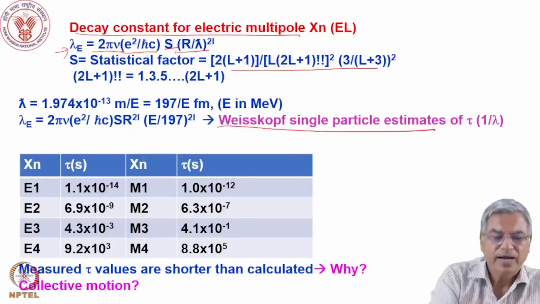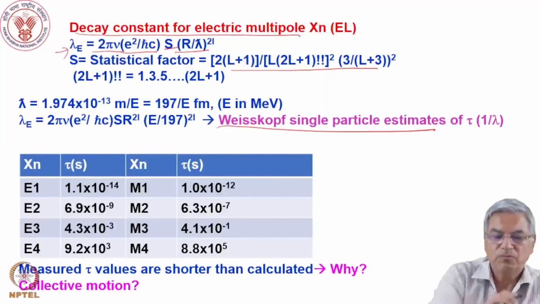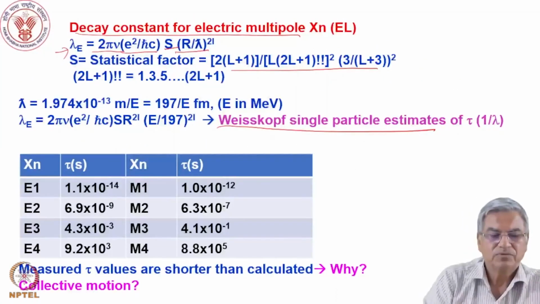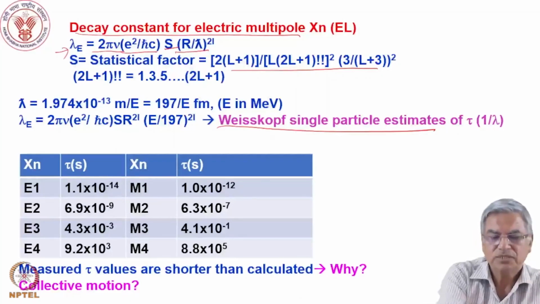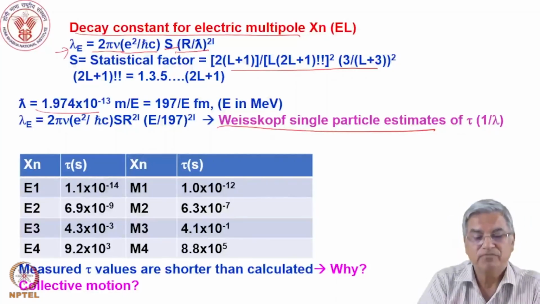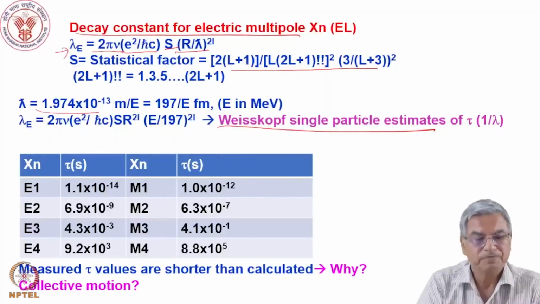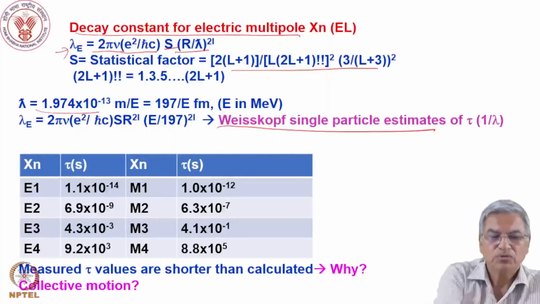Here S is the statistical factor, the series involving the L values, and λ-bar is the reduced wavelength of the gamma ray. So that is 197/E, 1.97 × 10⁻¹³ meter. If you write in Fermis, it is 197 Fermis per MeV. Now we can substitute this value in λ-bar in terms of 197/E.